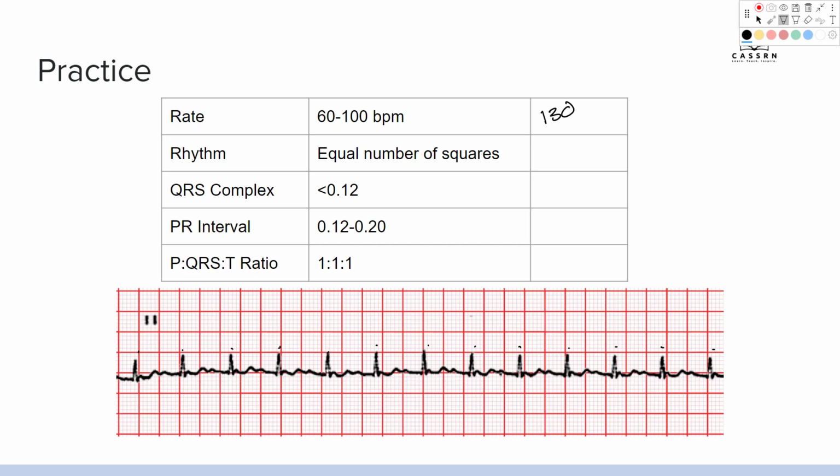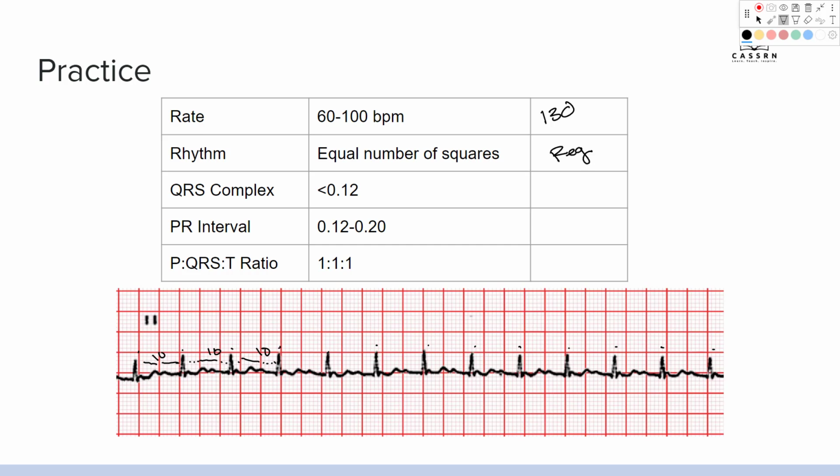Then we want to look at our rhythm and see if we've got equal amounts of squares. These big squares are 5, so we're just going to count 5 right here, and then we've got another 5 right here, so we've got 10. We're going to do this again. We've got 5 right here, 5, 6, 7, 8, 9, 10. We got 5, 6, 7, 8, 9, 10. Okay, so we're going to call this regular.